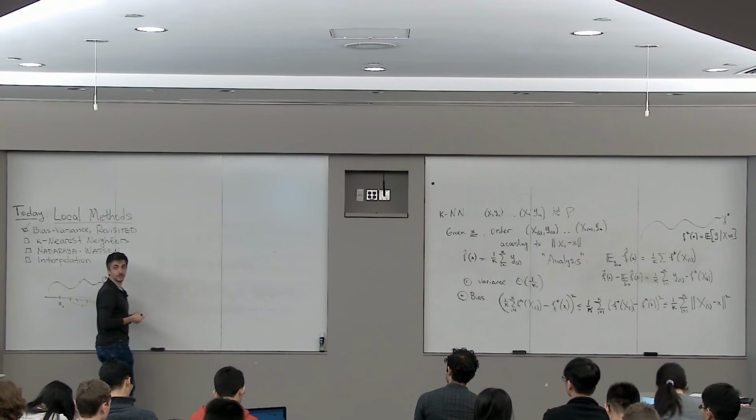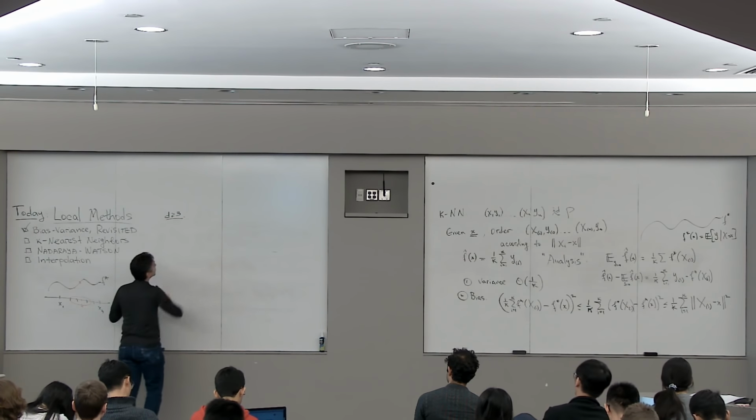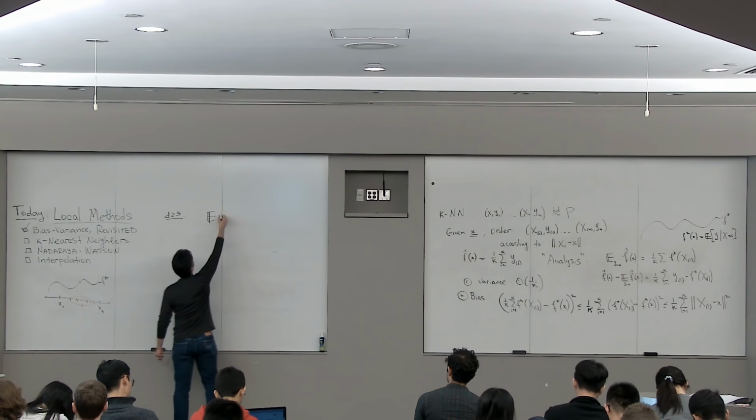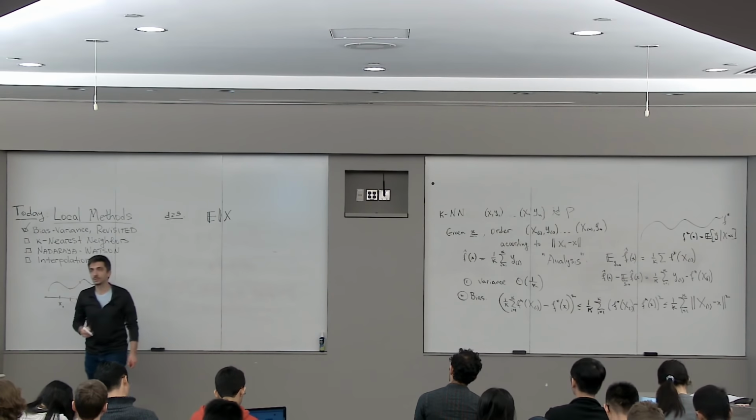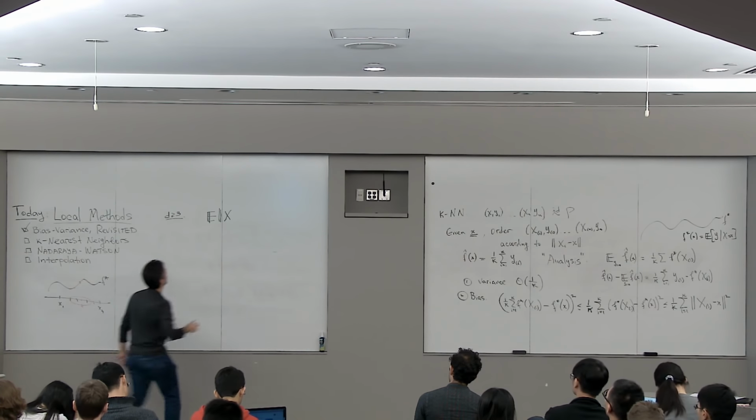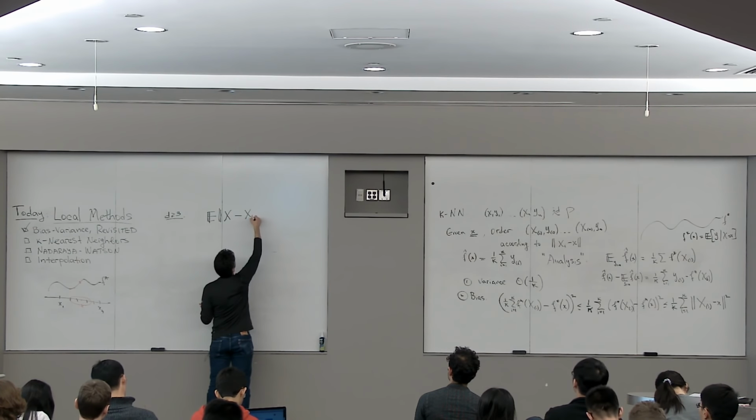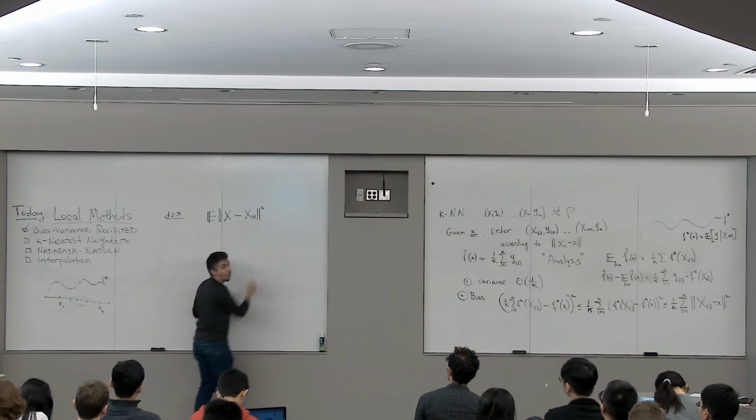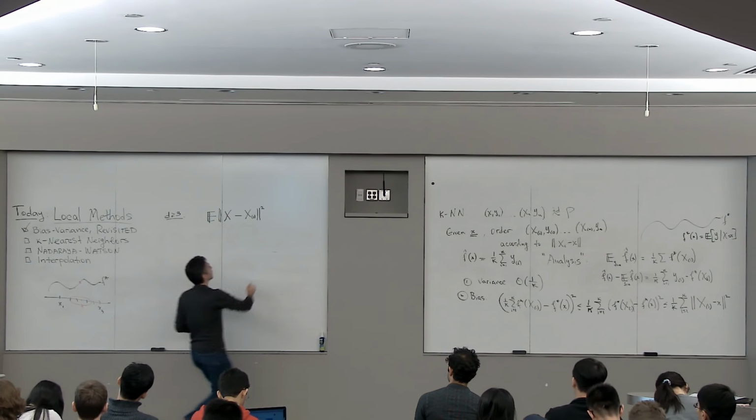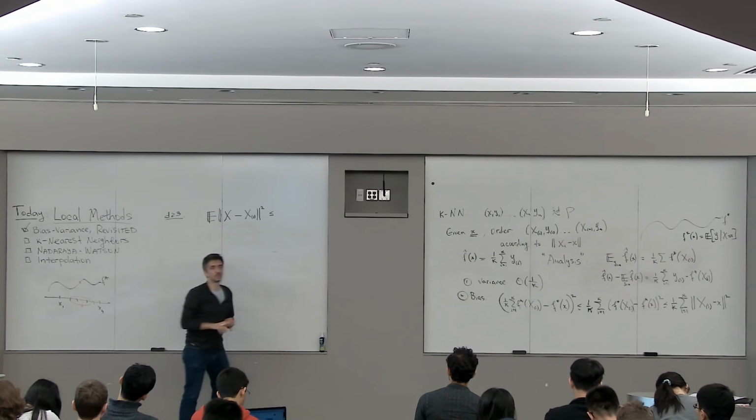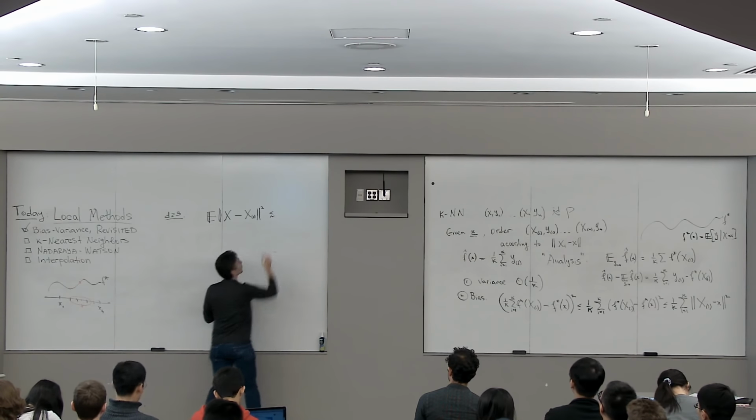I'm not going to prove it. Let's just take it as a given. Dimension at least 3. The expected distance between a random point x drawn from some distribution and its closest point among n points is at most, up to a constant, let me say this.